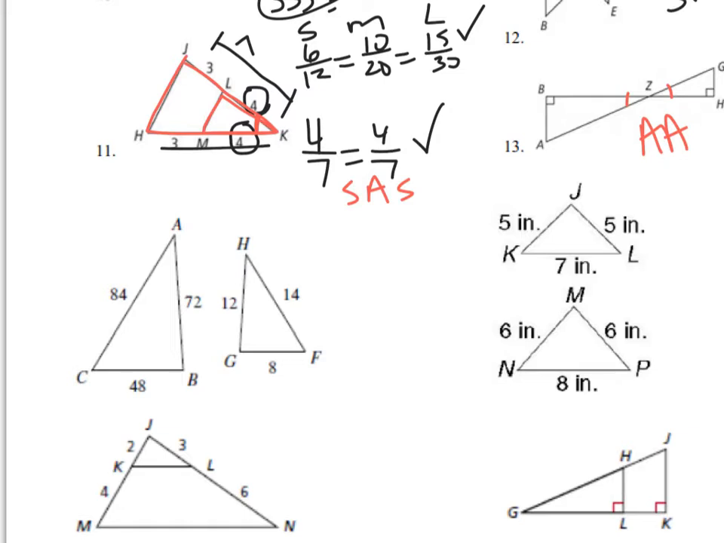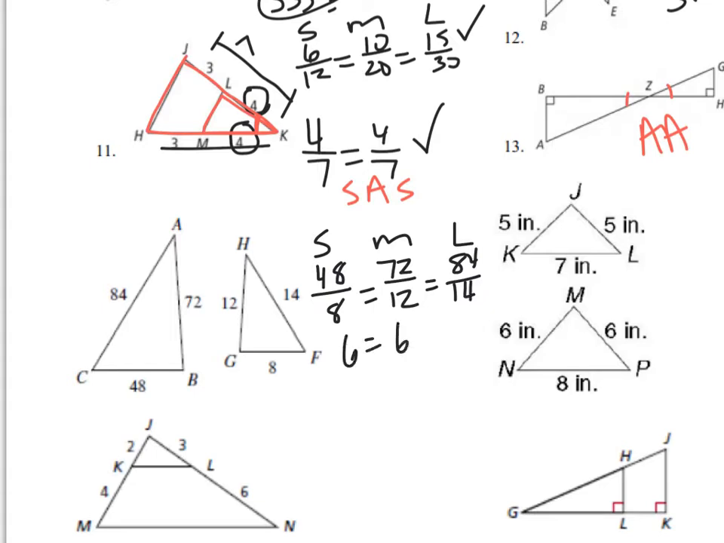Next, I notice I have 3 sides again, so we're going to see if this works with side, side, side. Small, medium, large. Short is 4 over 8, medium is 7 over 12, long is 8 over 14. So I notice these are both 6, and believe it or not, I don't have my 18s times tables memorized. Oh, it does equal 6. Isn't that great? So we have side, side, side. Yay!